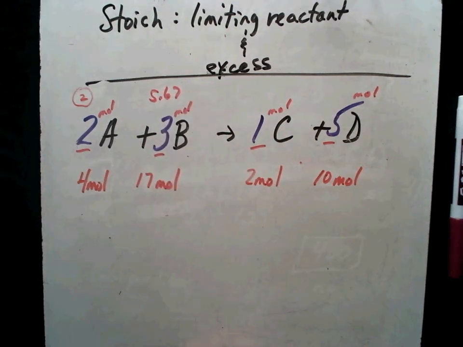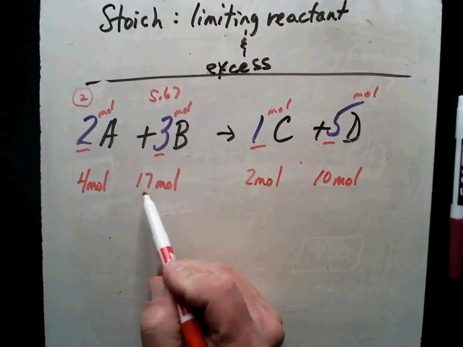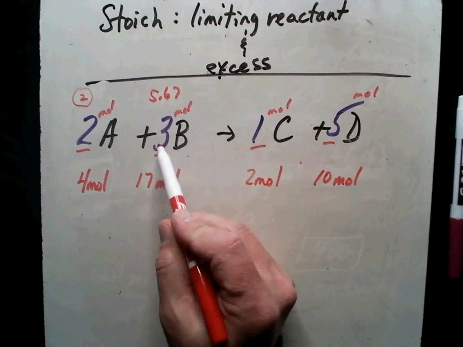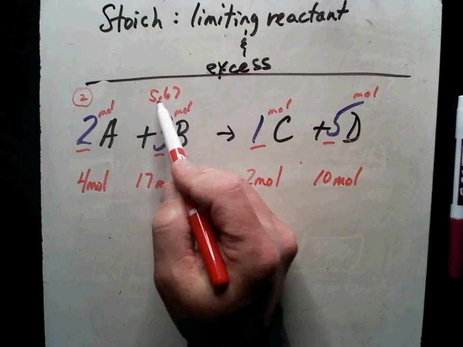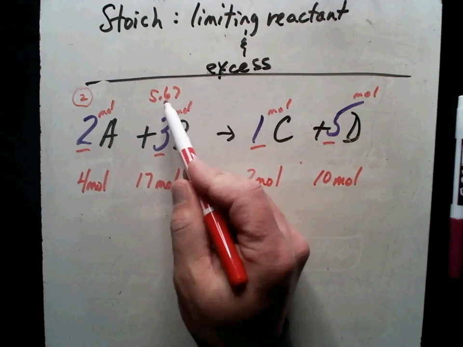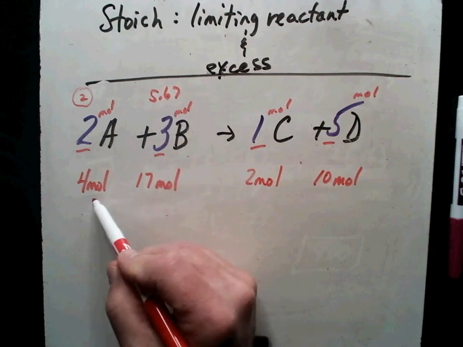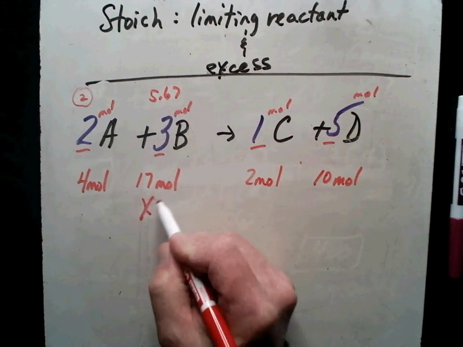All right. Who do I have extra of? 17, because it's a bigger number? No, no, no. Look at your change factor. It was supposed to be a 3, and it's now, wow, a whole lot more. Since that change factor is so much, this limits; this is my excess.